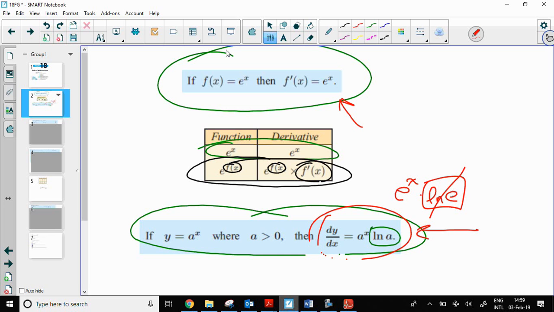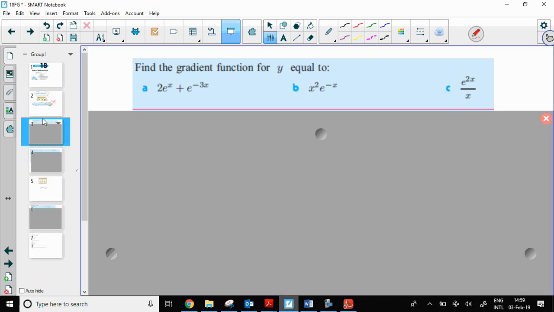That being said, the vast majority of derivative problems that you'll deal with, whether it's IB, AP, or just anything in college, it's going to be about e to the x. E is such a special number. E to the x is such a special function. We're really going to be dealing with that far more often than we will be dealing with a to the x. Let's do some examples of that.